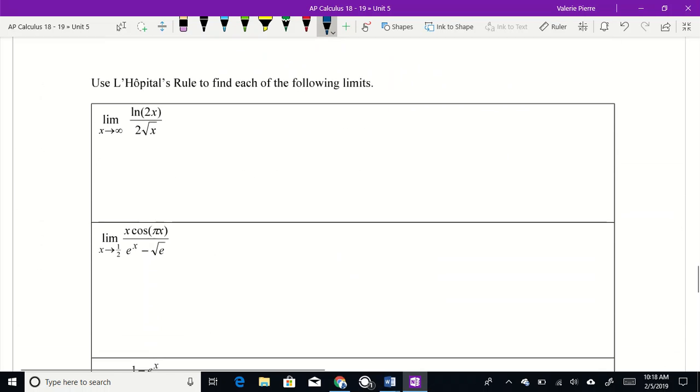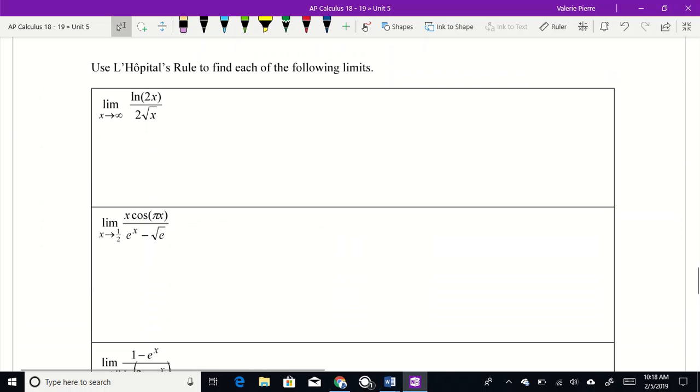So on this last page, you have 4 problems where you're going to apply L'Hopital's rule to find the limit. I'm only going to work through the first 2 problems, and you're going to continue working through the last 2 problems. So first thing we want to do is identify what is the indeterminate form, if there is one.